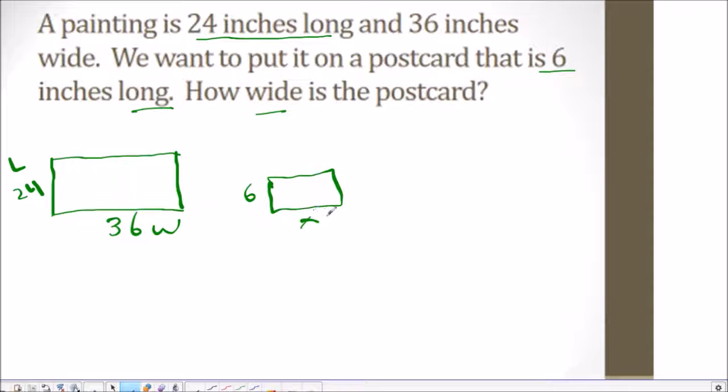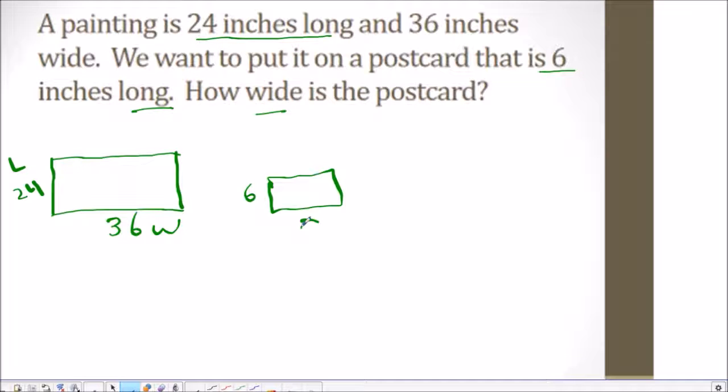And why do we need these to be similar? Well, if you've ever taken a picture and stretched it on a computer, you can really warp it badly. I like to think of it as, what if I was in the painting? If you made this value of x too big, then the postcard would be too wide, and I would look really fat in the picture. I'd be stretched. Or if you made it too small, it would make me look really, really skinny. Not that that would be horrible, but it would make me look a little weird.